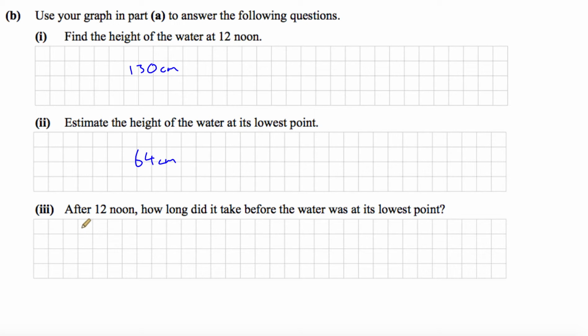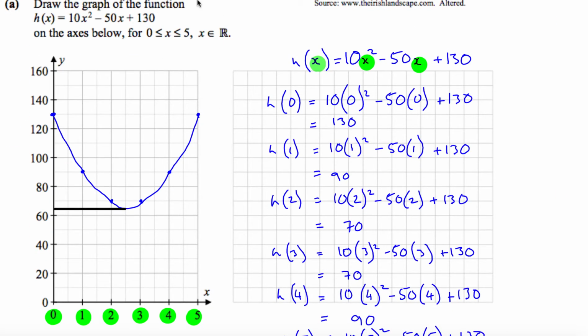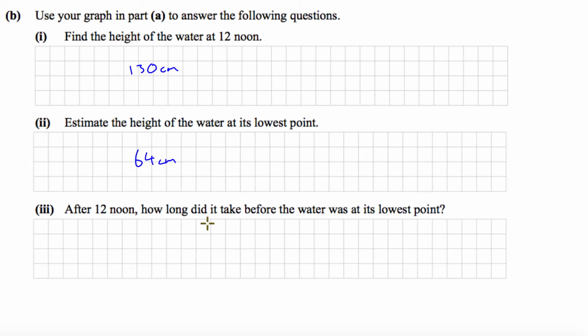Part 3, after 12 noon, how long did it take before the water was at its lowest point? So that would be on the same graph, and from that same point, this time you're going to go down. You can see the time would be right between 2 and 3, so 2.5. So it's going to be 2.5 hours after noon. So 2.5 hours will be the answer. Okay.